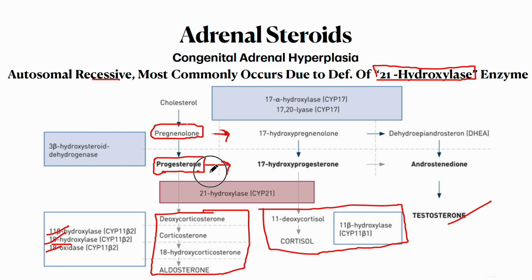Now they get shunted to this pathway. This actually happens in congenital adrenal hyperplasia. So how does hyperplasia happen? Why hyperplasia? Let's talk about that in a simplified manner.